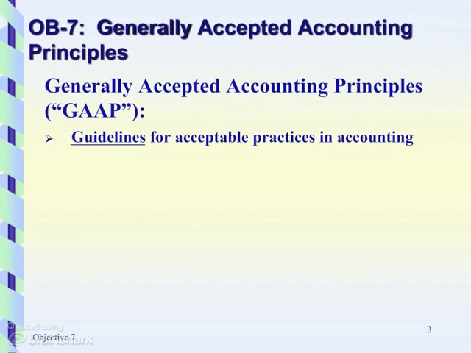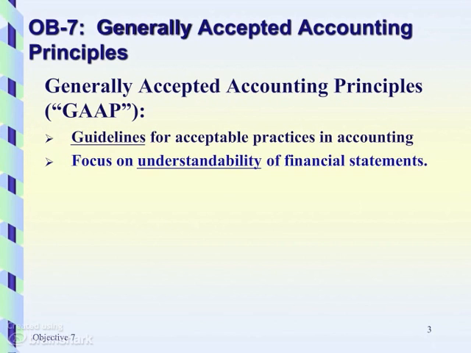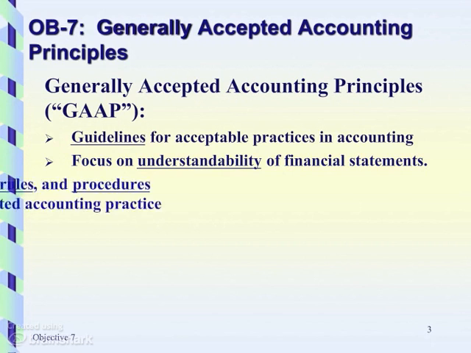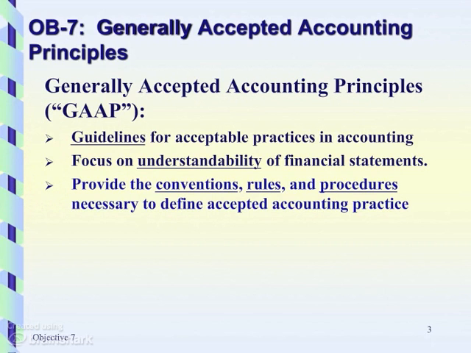First, let's define what GAAP is. GAAP is Generally Accepted Accounting Principles. They are the guidelines for acceptable accounting practices. GAAP focuses on the understandability and uniformity of financial statements. It provides rules and procedures for how businesses should handle transactions and report financial information. It provides the conventions and procedures necessary to define how businesses should acceptably practice accounting.